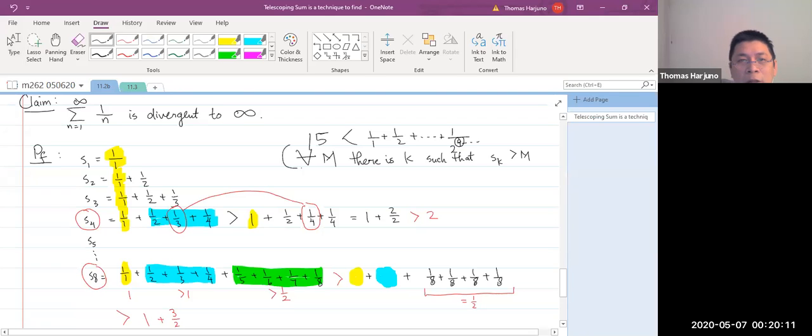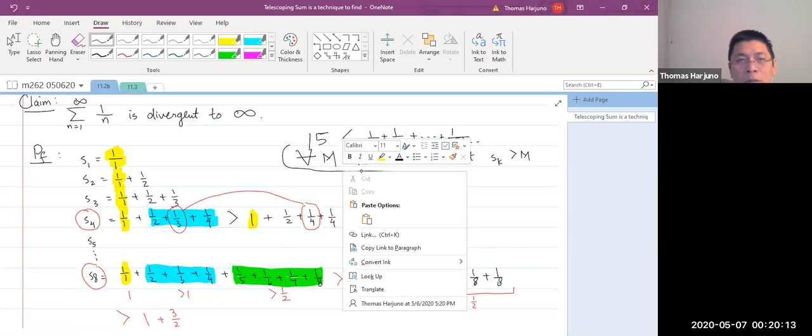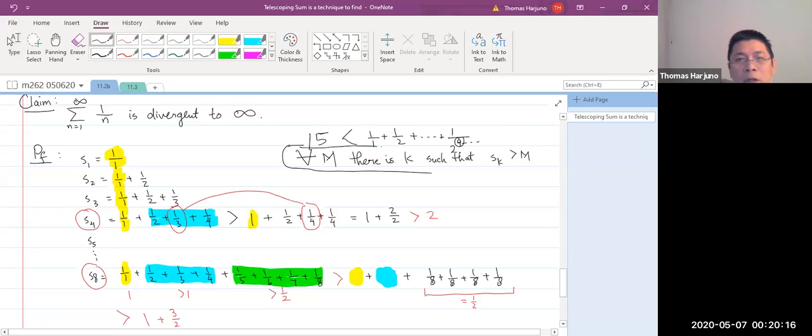Anyway, but this is the definition of divergent to infinity. This is the definition of divergent to infinity.